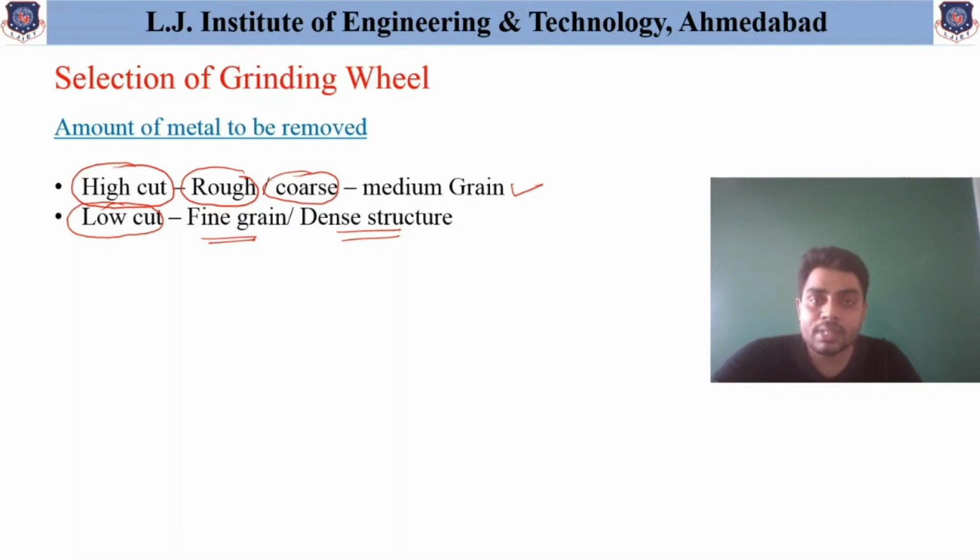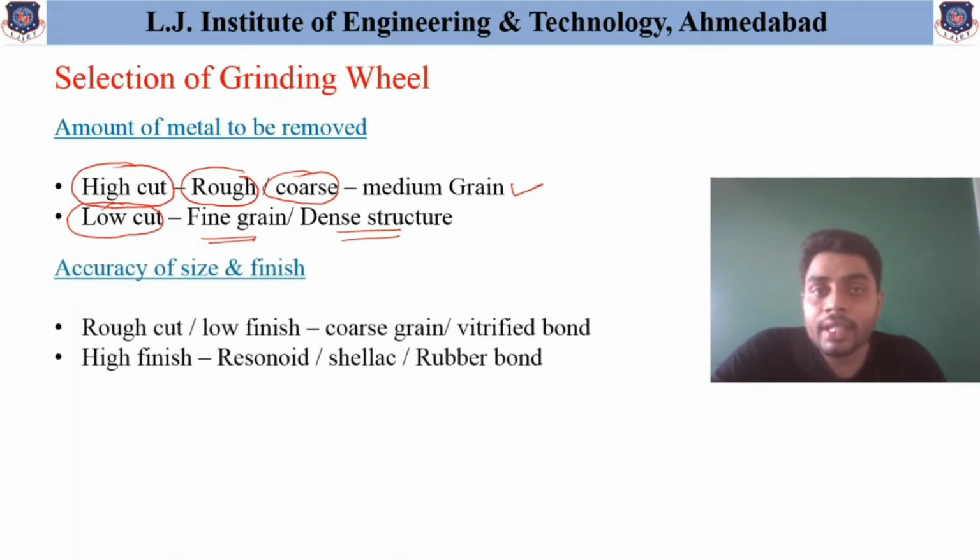So this is the first parameter of selection, in which our major primary focus is the amount of metal to be removed. If our primary focus is not accuracy of the size and the surface finish, so if the surface finish required is not very important, at that time rough cut is performed, and the coarse grain is used, that means the particle size is large. So the workpiece surface that is obtained is comparatively rough, and at that time the bond used is the vitrified bond.